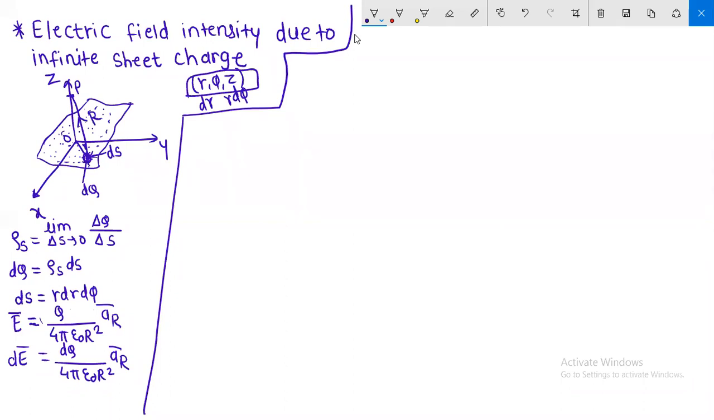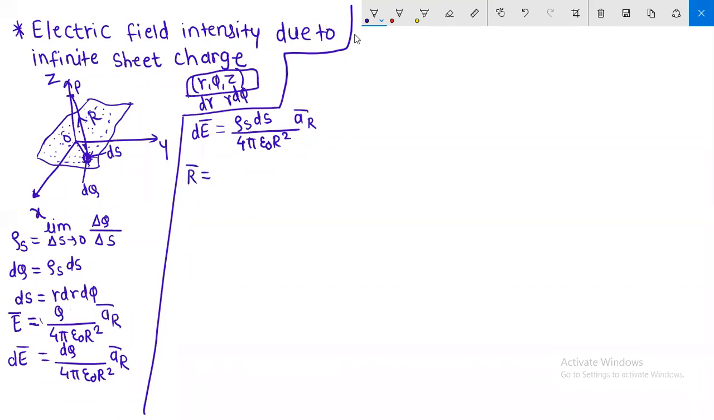Now dE bar is equal to, dq is equal to rho s into ds. Here it's already given, dq is rho s ds upon 4 pi epsilon 0 r square a bar r. Okay, I think first we need to find this r and a bar r, right? So find vector r bar.